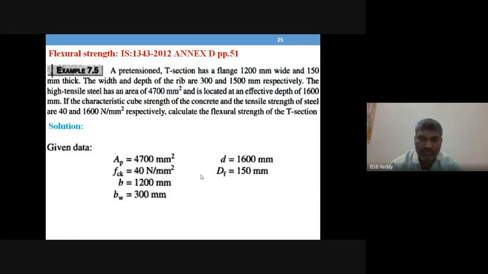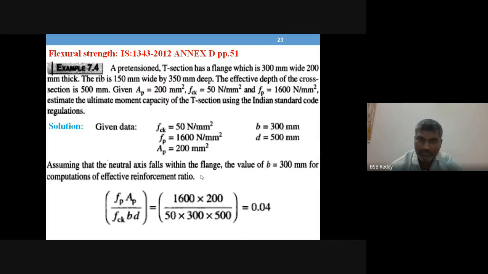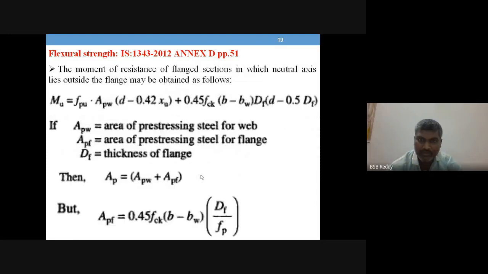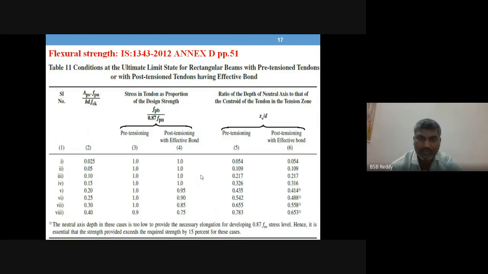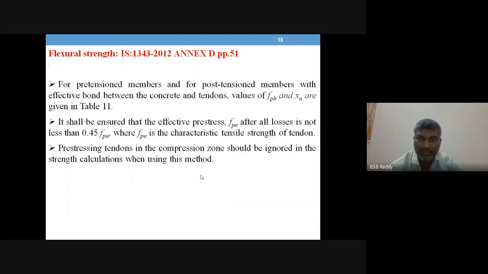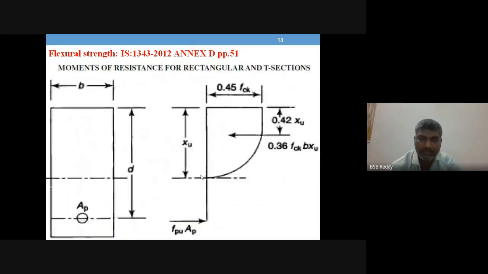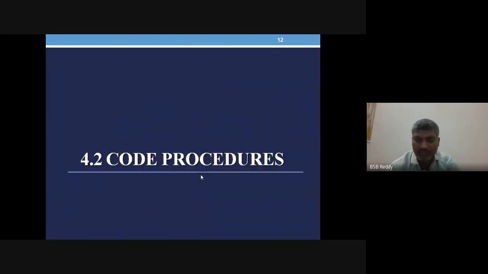We are talking about the code procedure for calculating moment of resistance, or the other way, flexural strength. We have seen the formulae to be used for the three cases that we have categorized. This is what we were talking about for a few sessions in the past.